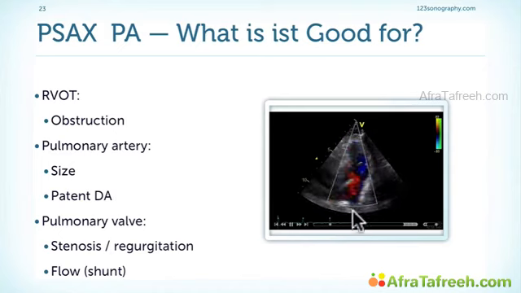Furthermore, we can see a patent ductus arteriosus. We'll be talking about that when we talk about congenital heart defects. Very important, this is also the view where we get the best images of the pulmonary artery. Thereby we can assess pulmonary stenosis and pulmonic regurgitation as we see it here in this image.